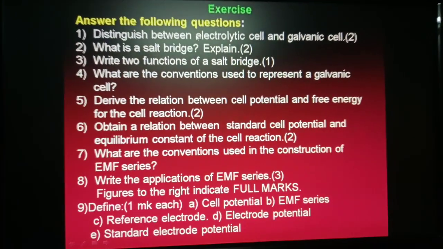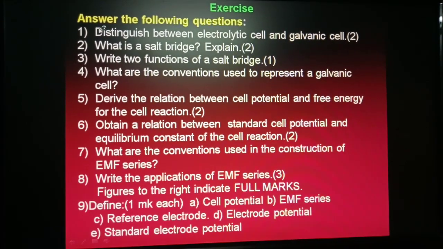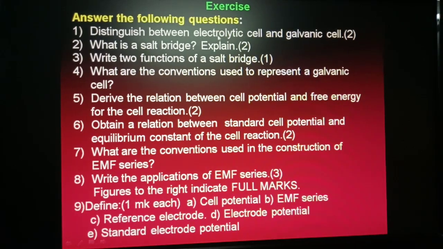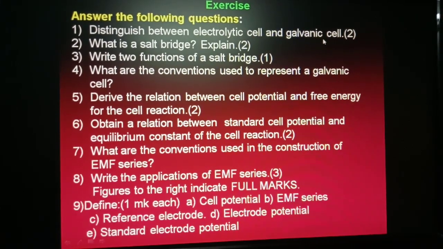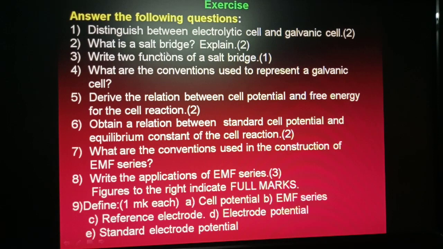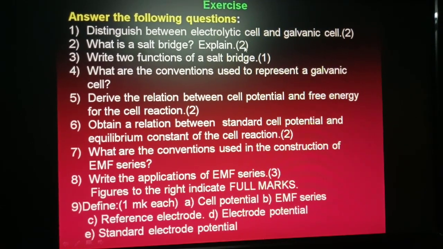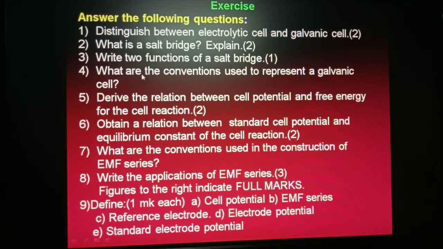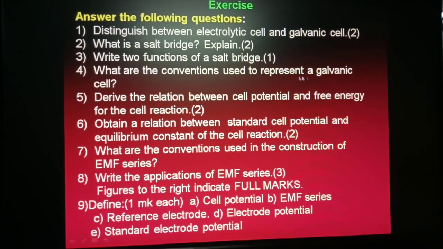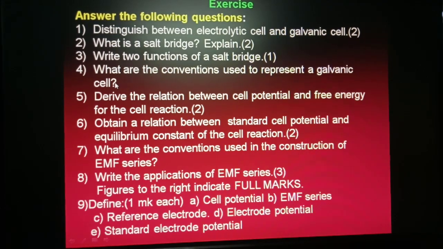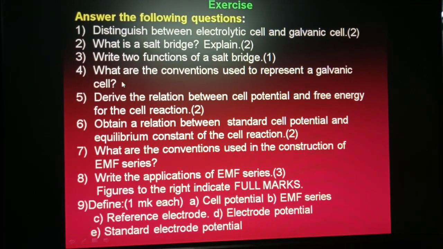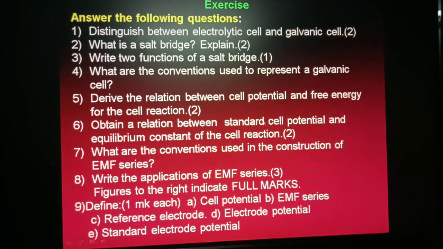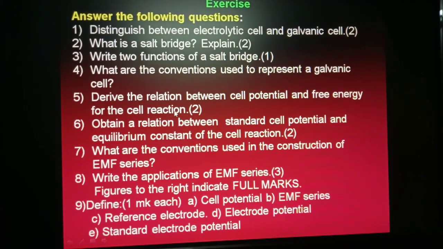Concluding part, exercise. Answer the following questions. Distinguish between electrolytic cell and galvanic cell, 2 marks. What is a salt bridge? Explain, 2 marks. Write 2 functions of a salt bridge, 1 mark. What are the conventions used to represent a galvanic cell? 2 marks. Derive the relation between cell potential and free energy for the cell reaction.